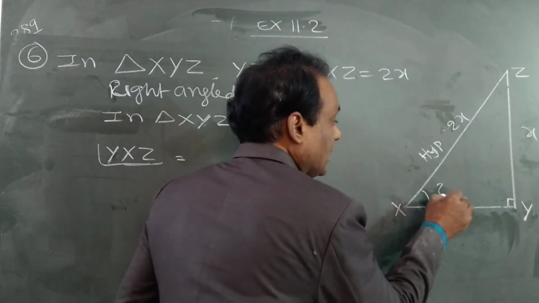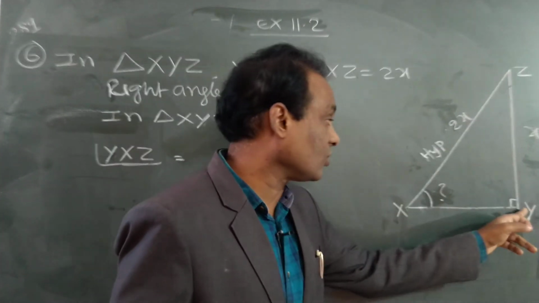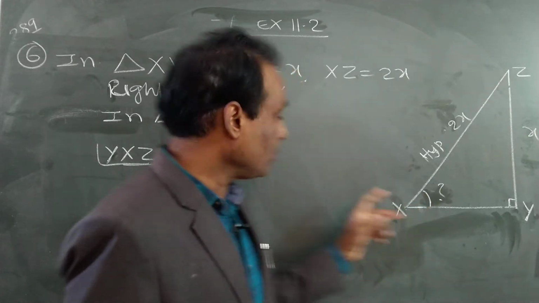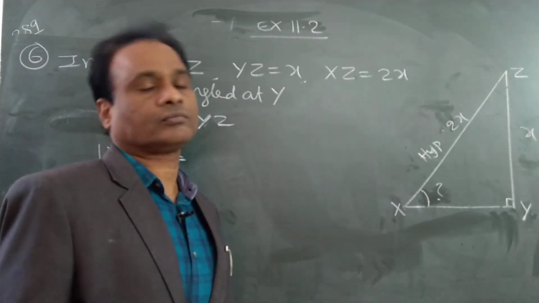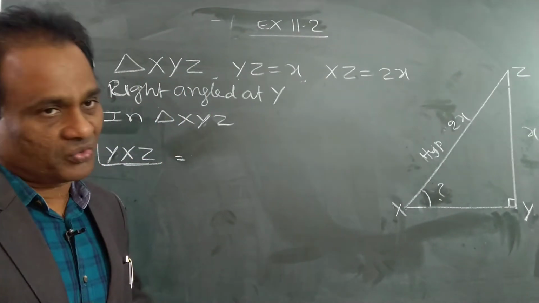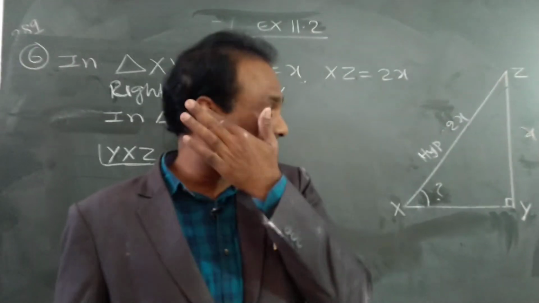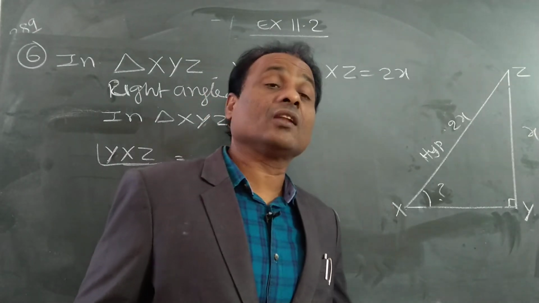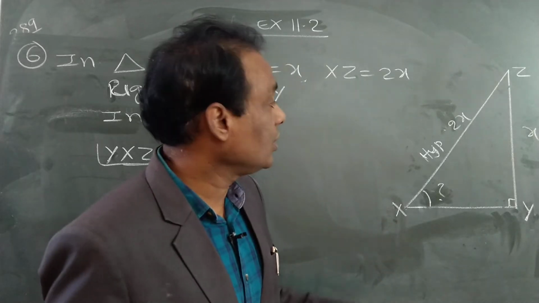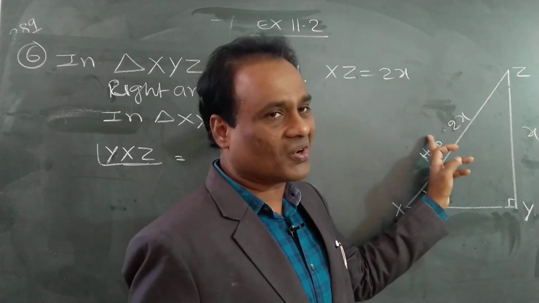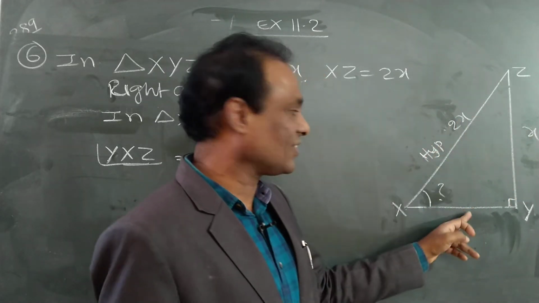I require this angle. How am I going to find it? This angle is asked in the question. YXZ means this angle, the middle one. So how do we find this angle? Trigonometric ratios. We have 6 trigonometric ratios: sine, cos, tan, cosecant, secant, cot. Tell me the ratio which consists of these two sides, because these two are known. This is given in the problem, x. This is given, 2x. These two are given. This is not given.